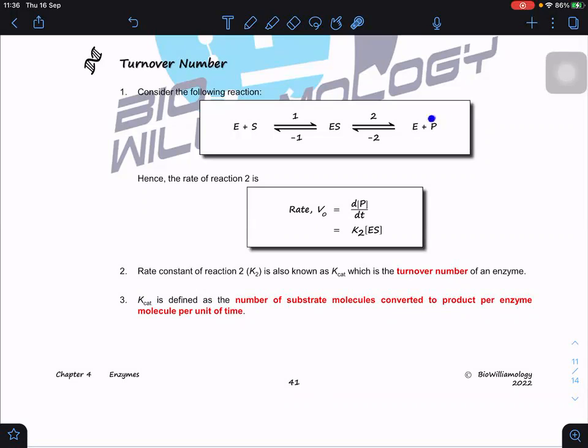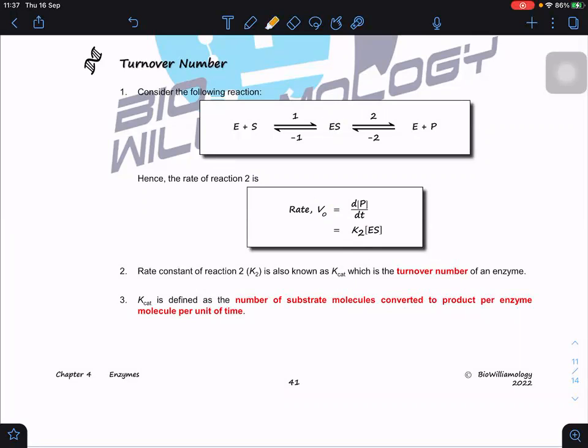So it means that I want to form the products. If I want to form the products, it means how fast I can break down the ES complex, not form the ES complex. So it depends on which equation. Again, reaction number 2, and therefore the rate of reaction 2, V0, equals K2 times ES. And this K2 represents the turnover number. Are you clear? We give it a new name called K catalyst, KCAT. KCAT indicates the turnover number.